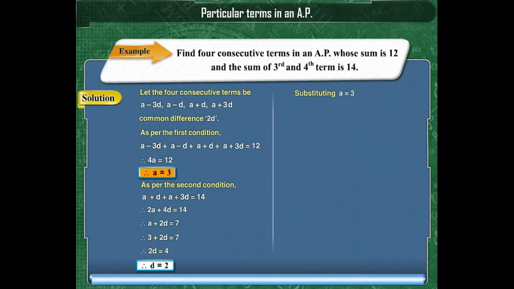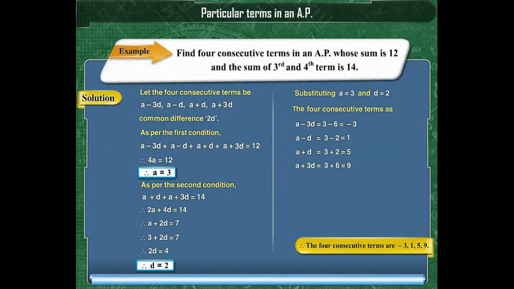Substituting A is 3 and D is 2 in the assumed terms, we get A minus 3D is minus 3. A minus D is 1. A plus D is 5. And A plus 3D is 9. Therefore, the 4 consecutive terms are minus 3, 1, 5 and 9.